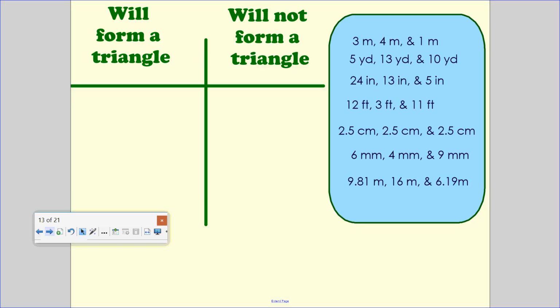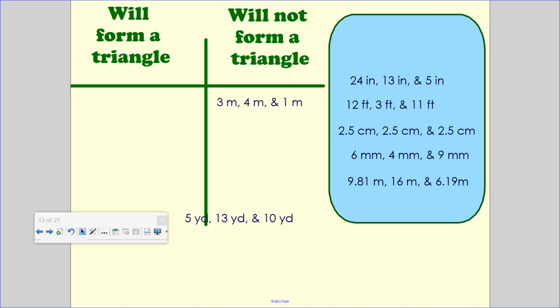So we're going to go through some of the examples and see which one will form a triangle and which one will not form a triangle. For this one, the two smaller sides are 1 and 3, which is the sum of 4. Is that greater than 4? No. The two smaller sides are 5 and 10. That's 15. Is that greater than the third side, 13?